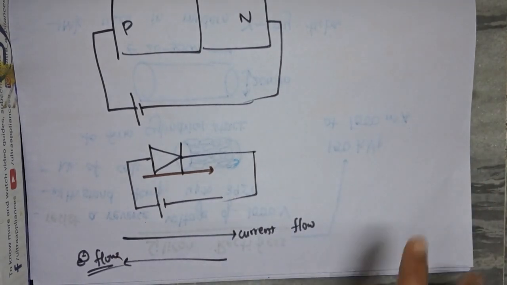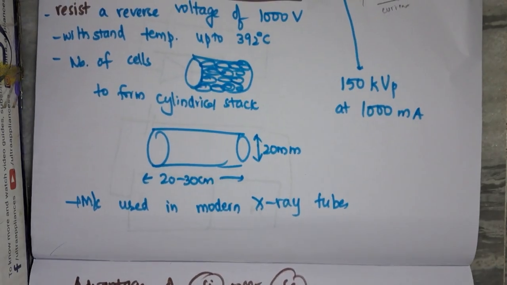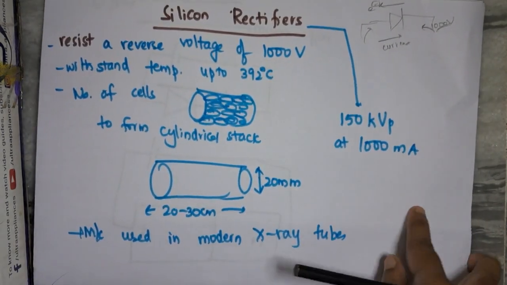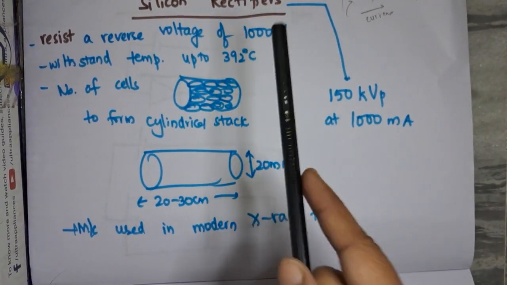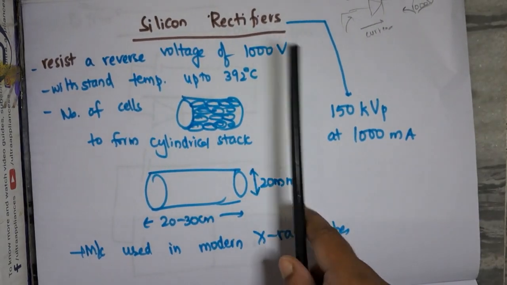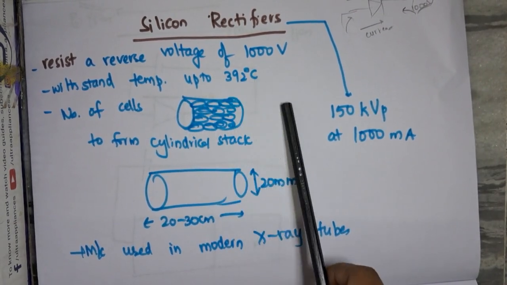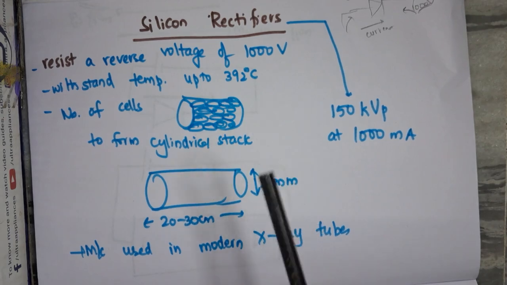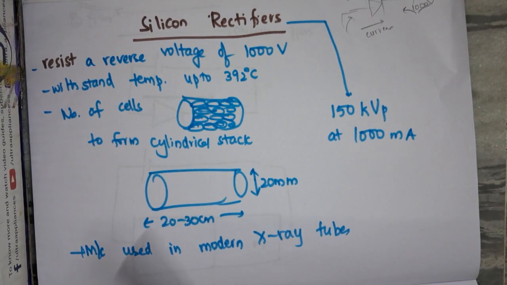So that is simple. Here a silicon rectifier can stop a reverse voltage, that is flow of voltage in the opposite direction, of around 1000 volts, and it can withstand temperatures up to 392 degrees Celsius also. These two are higher when compared to the selenium rectifier. We will see in a minute.